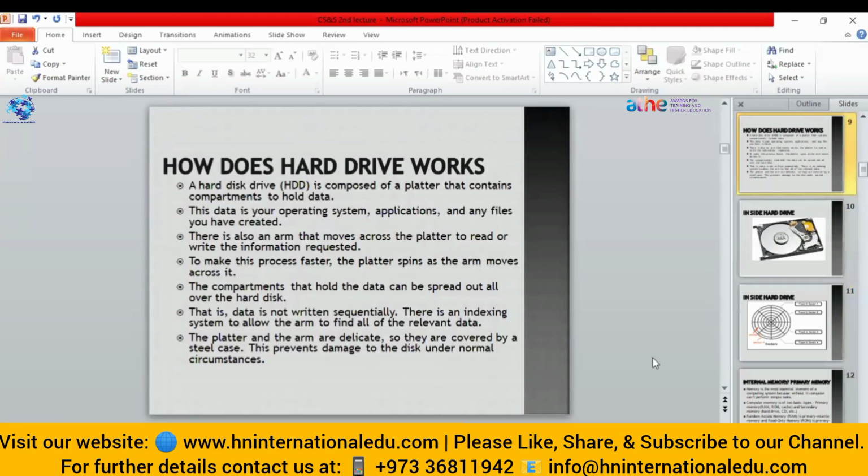So how can our hard disk work? As I told you, there are platters that contain the components to hold the data, like tracks and sectors. This data is your operating system, applications, and any file that we are storing on the computer. Our operating system or software will send that file towards the hard disk. There is an arm that moves across the platter to read or write the information requested, as I have shown. To make this process faster, the platter spins as the arm moves across it.